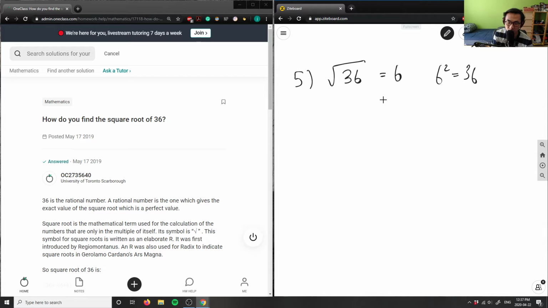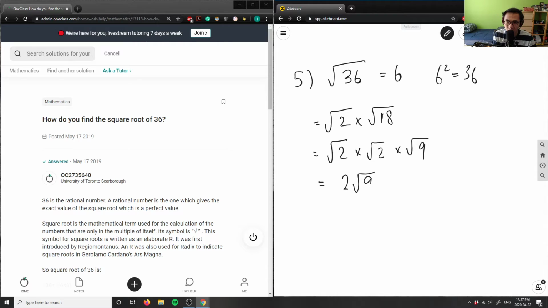I can simply break this down. I can divide it by 2. So this would be root 2 times root 36 divided by 2 is 18. I can do it another time and divide again. I have root 2 divided by root 2. 18 divided by 2 would give me 9, root 9. And then I have root 2 times root 2, which simply equals 2 times root 9 here.